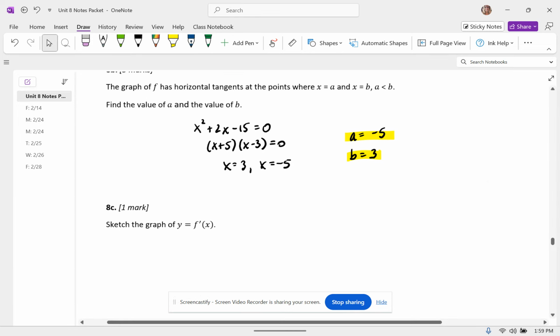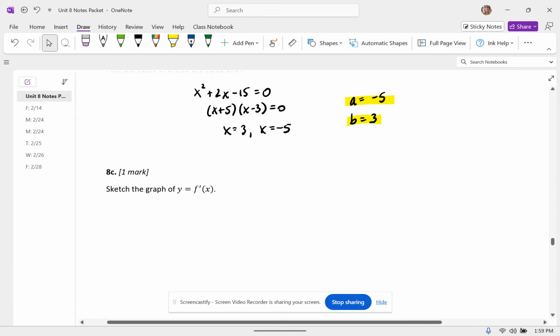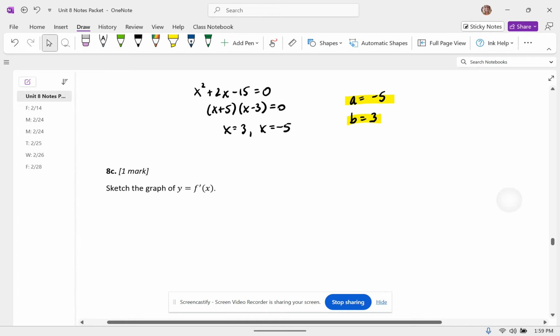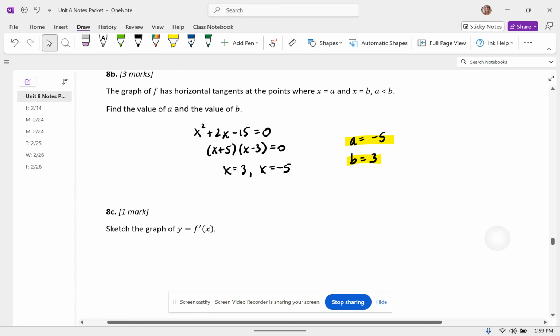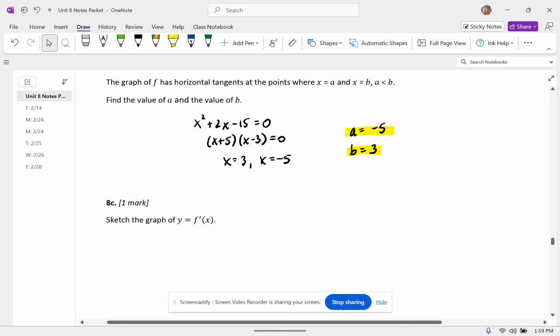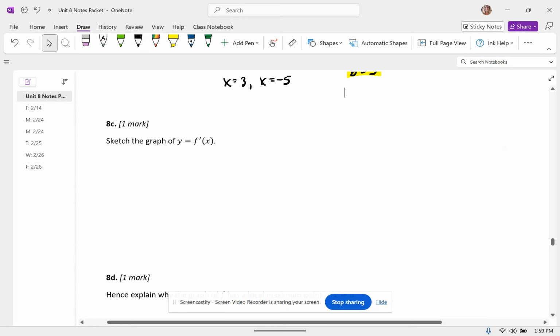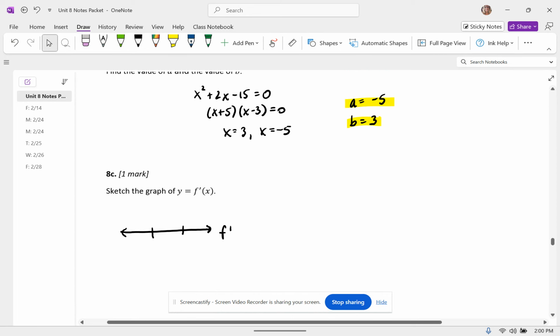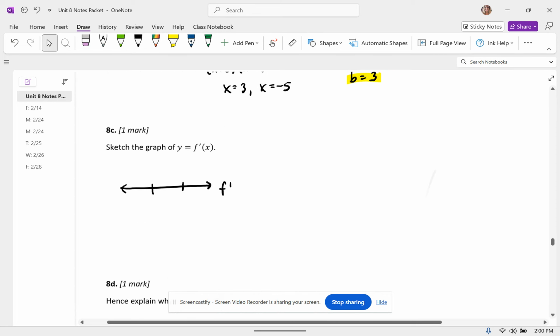Now I feel like we have to do more. Let's see. Sketch the graph of the derivative. Well, you already have some pretty key information about it, right? We know where its horizontal tangents on the original are occurring, right? So let's go ahead and translate those into a number line and see what we're working with. On the first derivative number line, I have 2 critical points. They are what and what? -5 and 3.